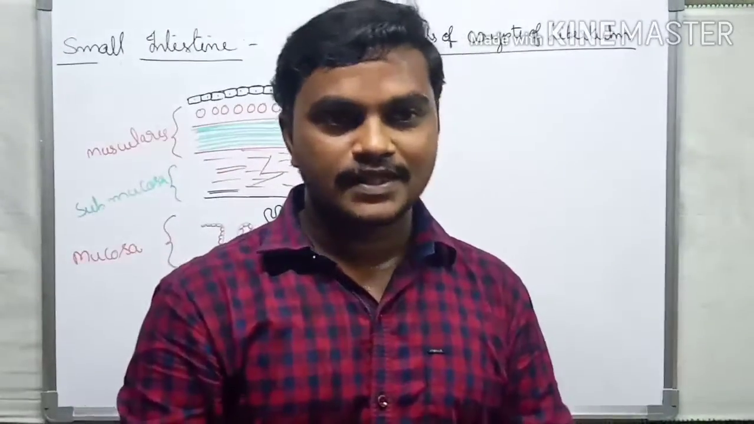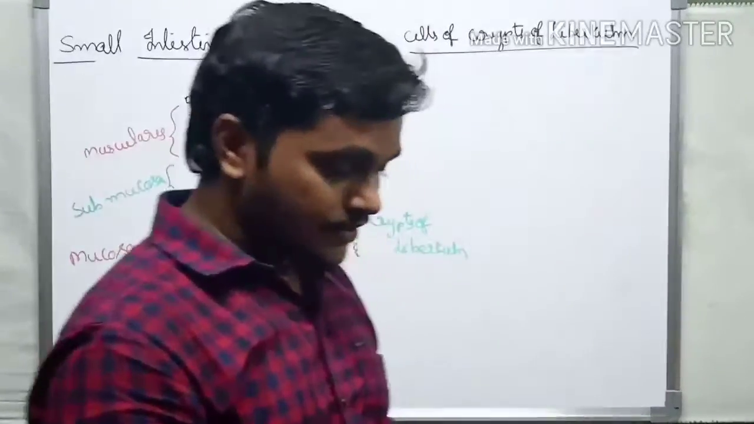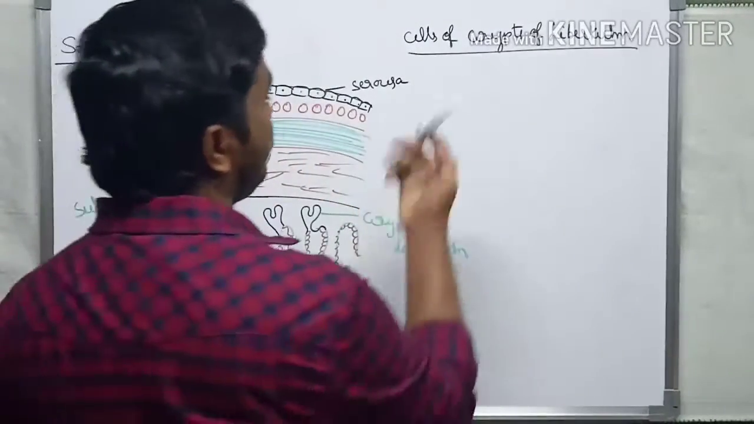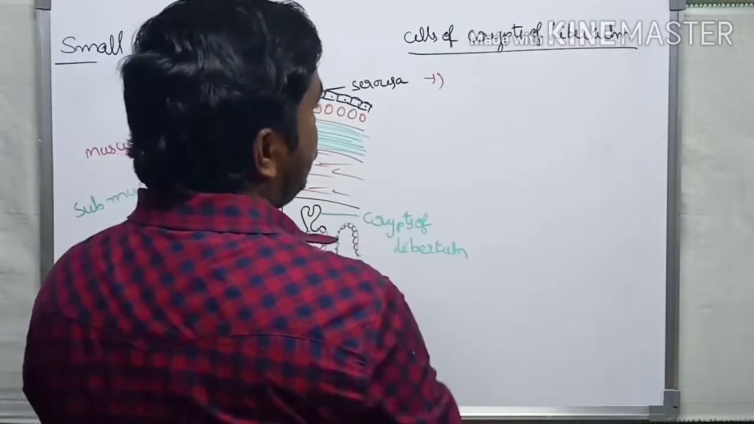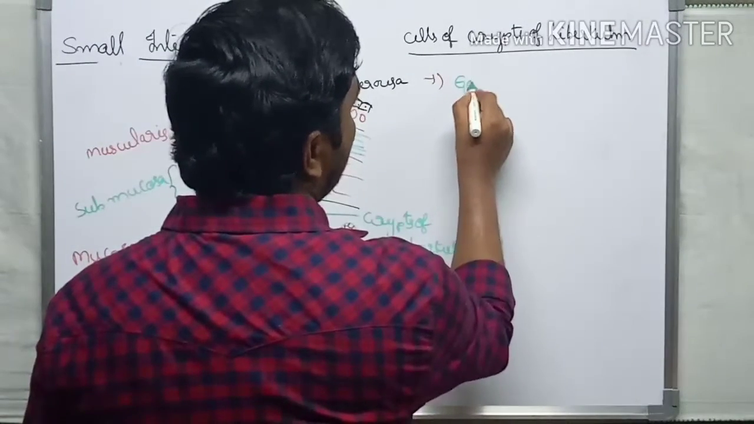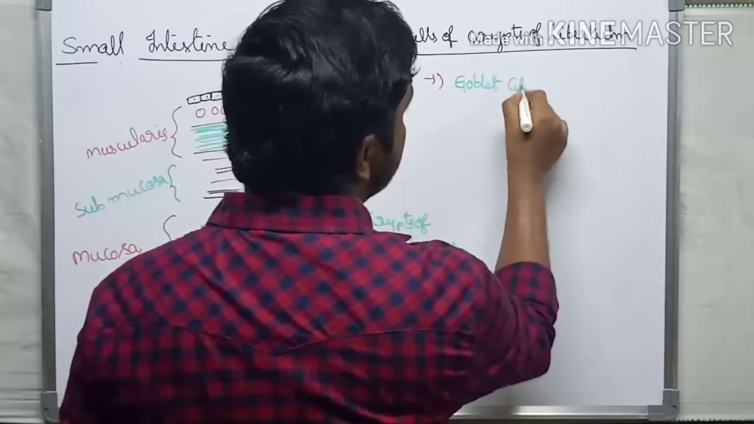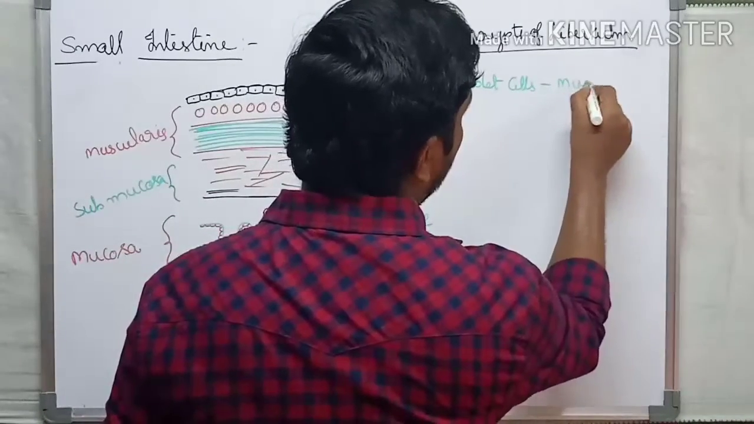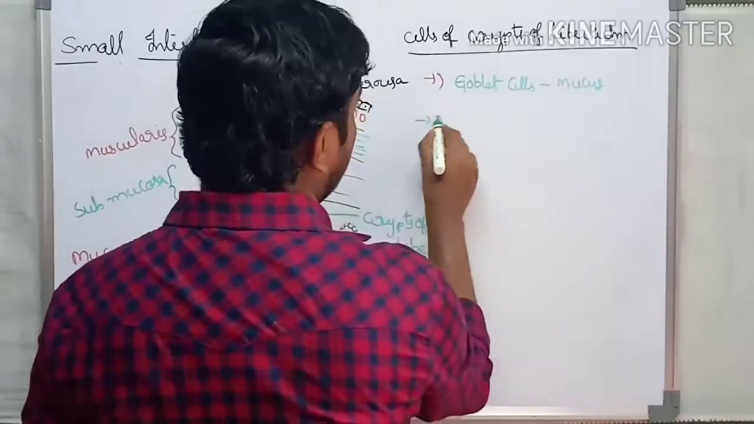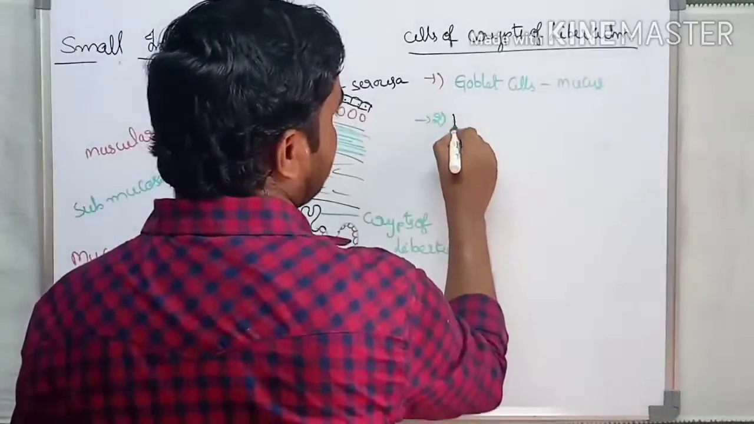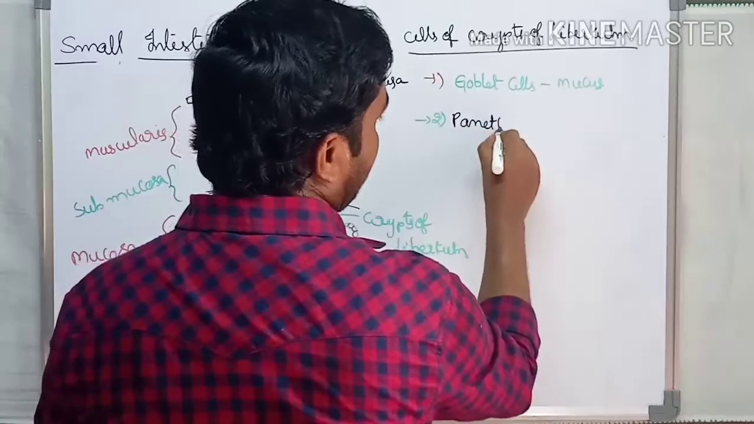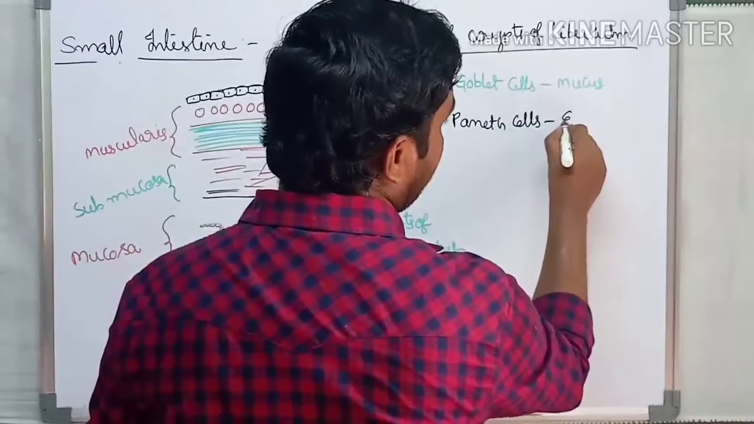Crypts of Lieberkühn secrete some cells. Those cells are, first, goblet cells. Wherever goblet cells are there, they secrete mucus. Next, Paneth cells. Paneth cells secrete enzymes.